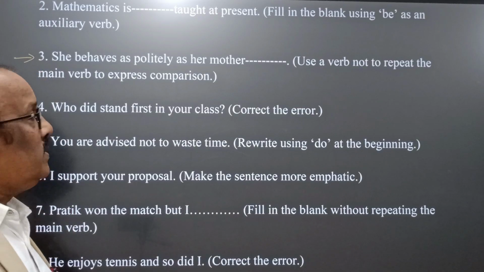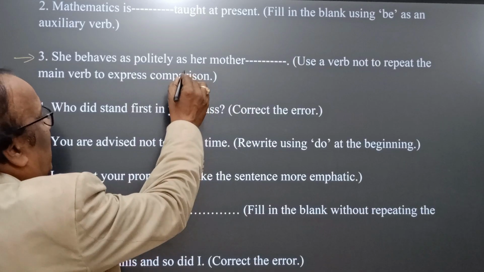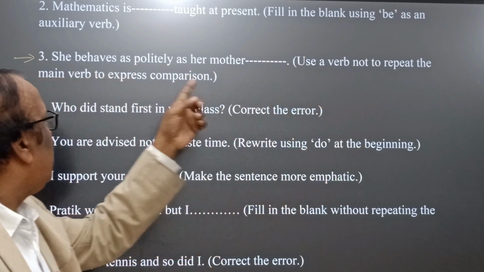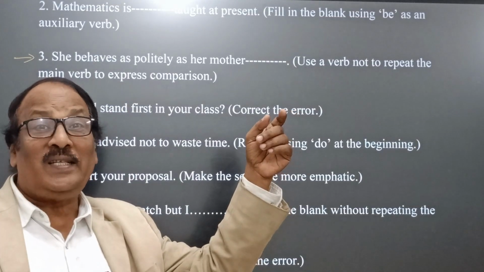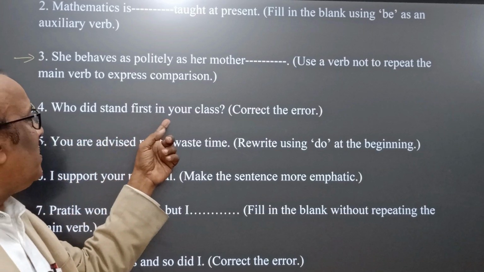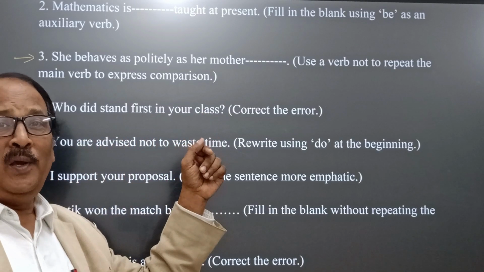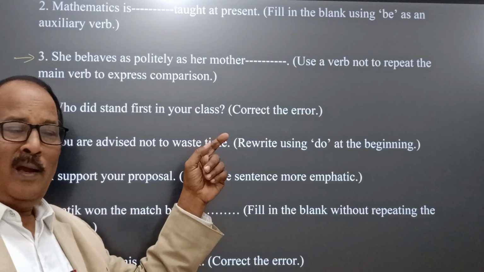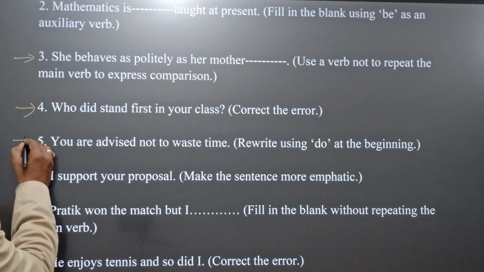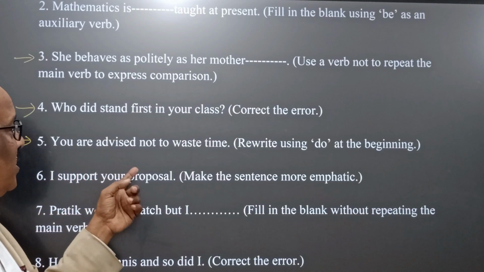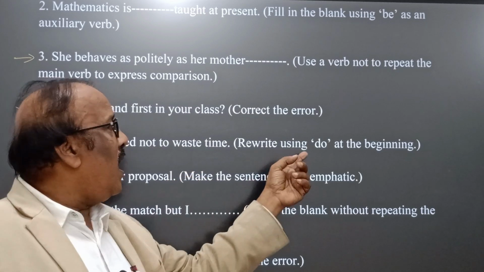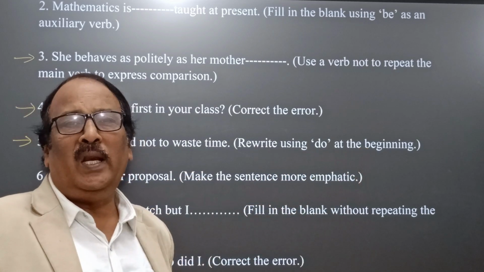Question number 3. She behaves as politely as her mother blank. Use a verb, not to repeat the main verb, to express comparison. Point 4. Who did start first in your class? It is a wrong question, and it is your duty to correct the error. The question number 5. You are advised not to waste time. This is a statement sentence. Rewrite using do at the beginning.